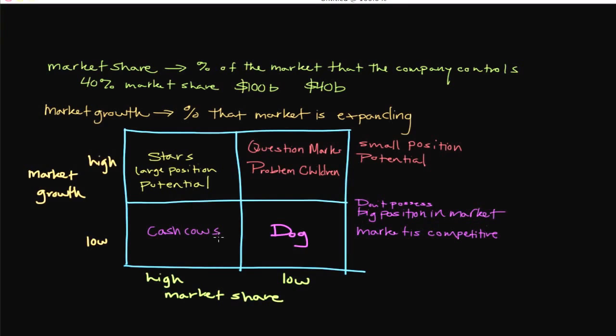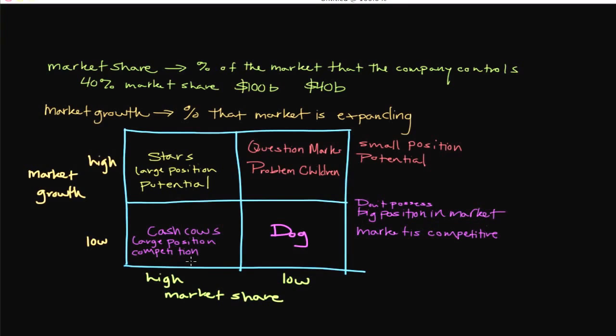Now, the reason these are cash cows is because these are in high market share areas, meaning that we control, once again, a large position in the market, most likely a controlling stake. But the difference between this and stars is that we have a very low growth rate in this market, which means that there's not a lot of potential, but there's also a great deal of competition. Now, the difference, though, is that we're not trying to establish ourselves as the dominant player in the market. We already are the dominant player.